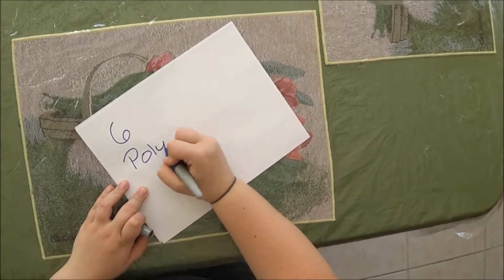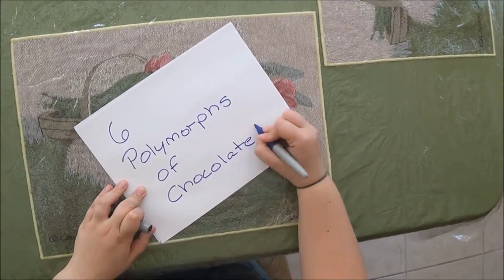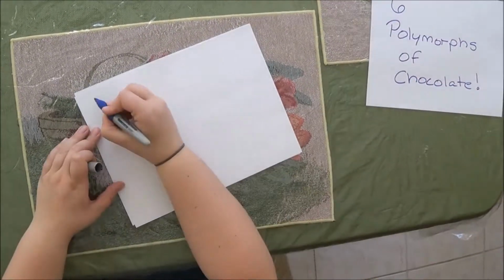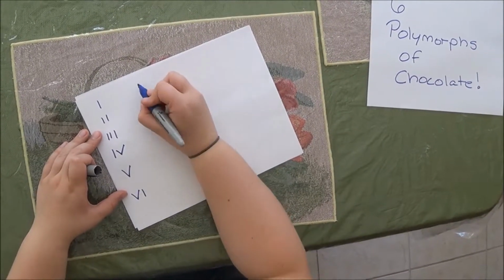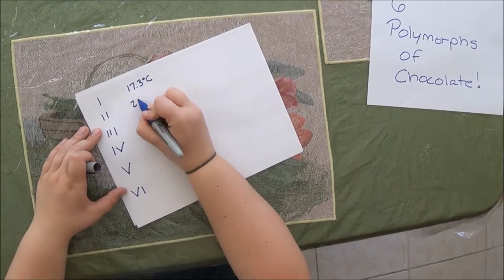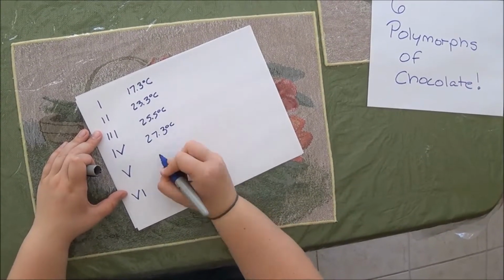Great, welcome. We're going to talk about the 6 polymorphs of chocolate today. So there's 6 forms, 1 through 6 numerically, and each of them has a different crystalline structure and different melting points. The higher the form numerically, the higher the melting point in degrees Celsius.